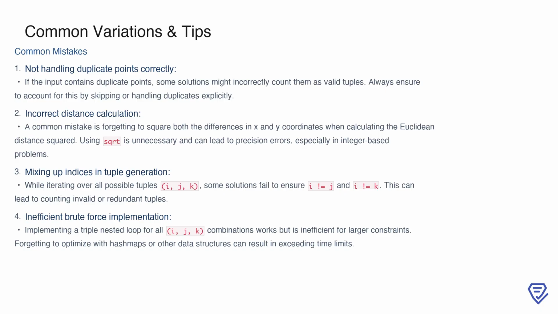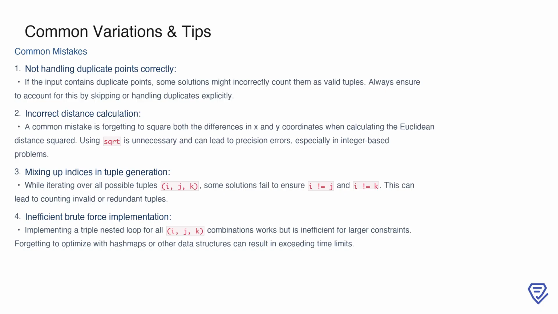Next, another frequent error arises in calculating distances. When computing the squared Euclidean distance, you must square the differences in both x and y coordinates, rather than taking the square root. Using the square root function is unnecessary here, and it can introduce precision errors, especially in integer-based problems. Another issue occurs when generating tuples. It's essential to ensure that the indices in your tuples satisfy the condition i not equal to j and i not equal to k. Failing to enforce this can result in counting invalid or redundant tuples.